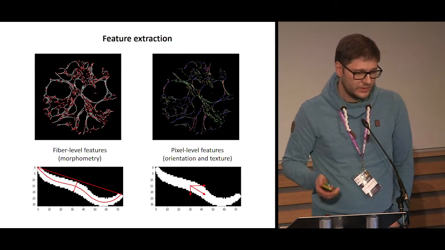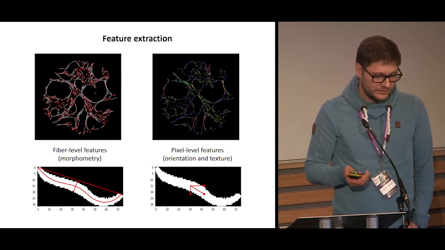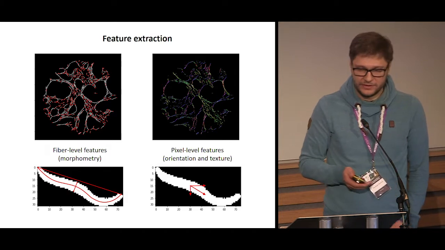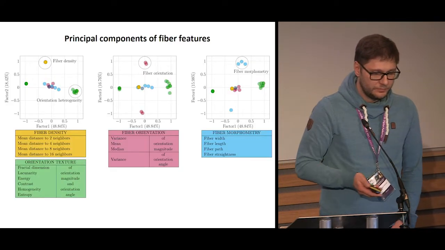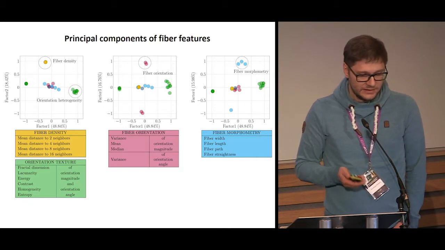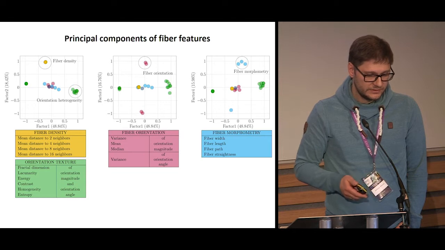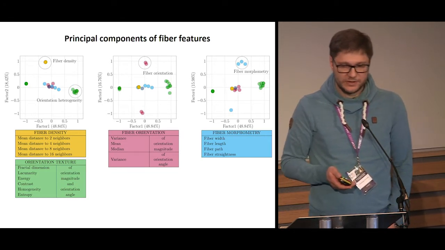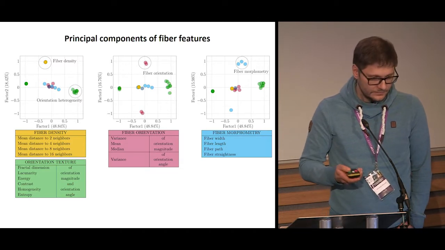And for these maps, we were able to extract features at different levels, say morphometry, orientation, and texture. We also show that in principal component analysis, these extracted features fall into independent factors that reflect different aspects of tumor collagen organization.